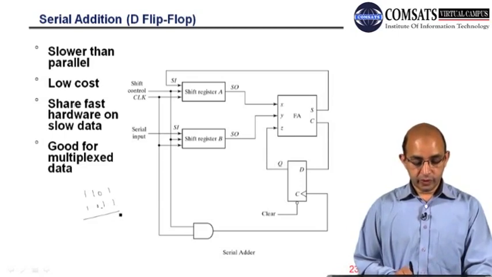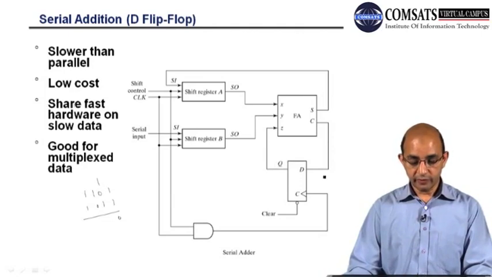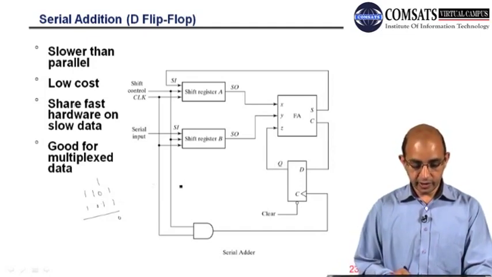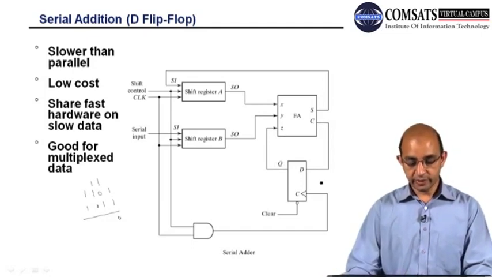So 110, and carry out will be 1, and that one will be stored here, and on the arrival of the next clock pulse, those X and Y and the carry will be added, right? And if we have a carry, of course we have a carry again here, that carry will go here, again carry out. This will be stored here, and next time we have, on the arrival of the next clock pulse. So each time we are shifting one bit to the left, right?